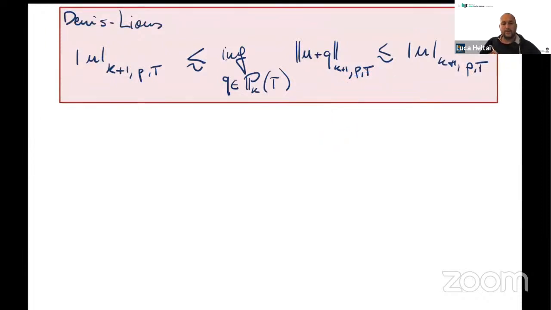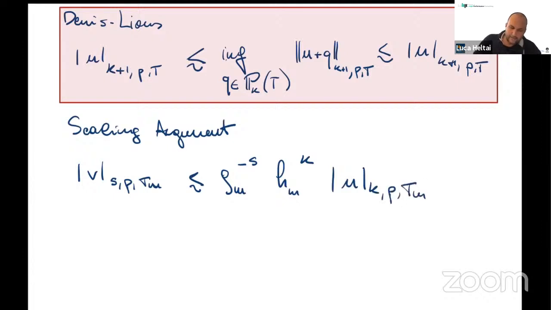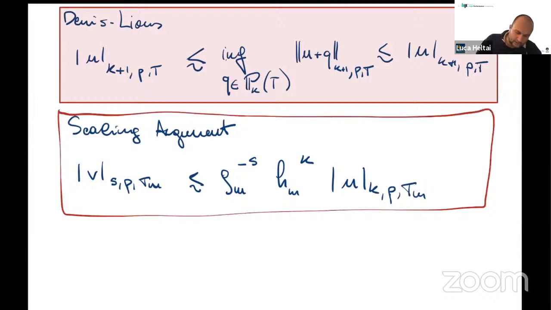And then we put this together with the two other results. The first result is the scaling argument. The scaling argument was that if you take the semi-norm of v on T_m, and you transform it back and forth to the reference element through an affine transformation, the one that transforms T hat into T_m, then you can show that this is proportional to rho_m to the minus s, so the minus matches what happens on the left, times h_m to the power k, times the semi-norm of u in k, p, T_m. So this is the second most fundamental result that you should keep in mind when you do this type of thing.